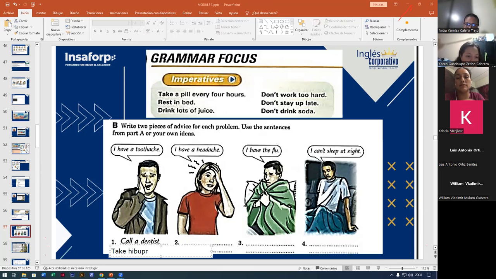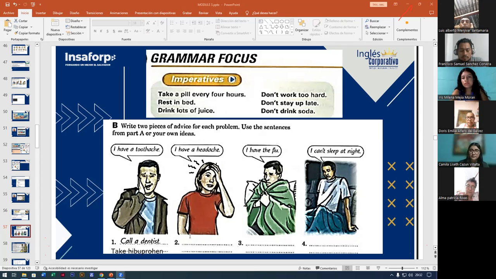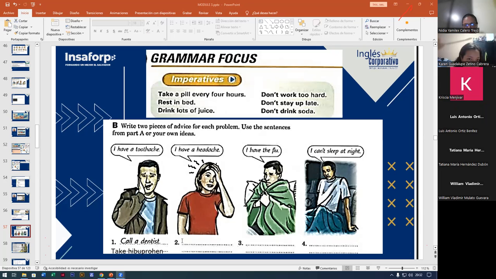Take ibuprofen. Yes. Very good. Nice one. Okay. What about I have a headache? Take aspirin. All right, that's good. Take an aspirin. Great, that's one.